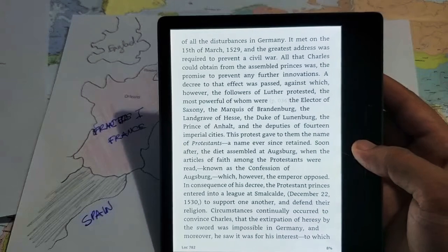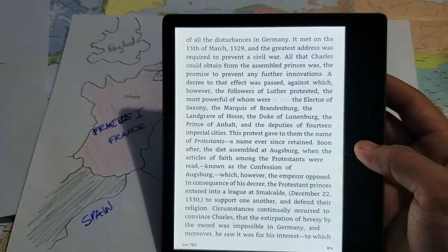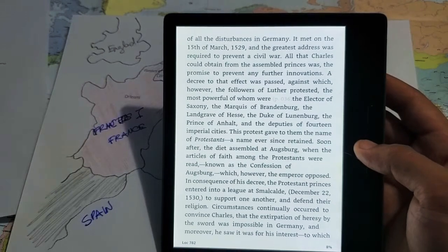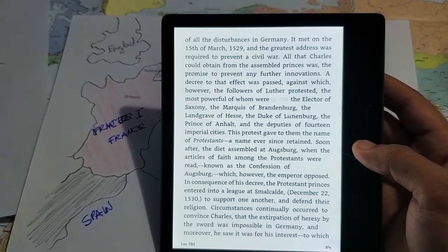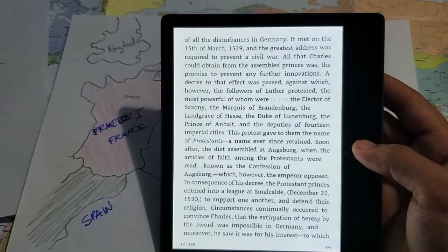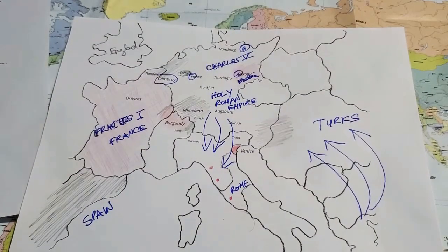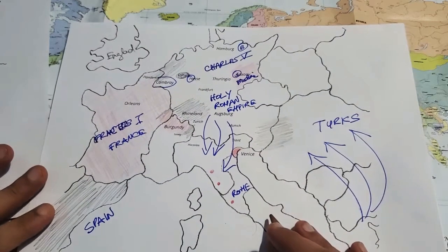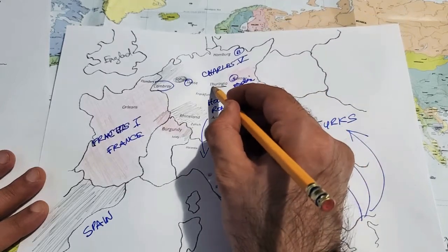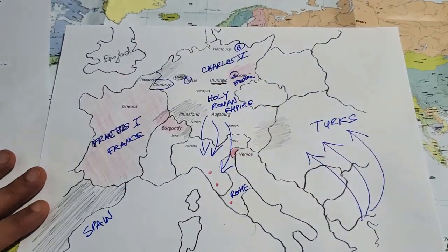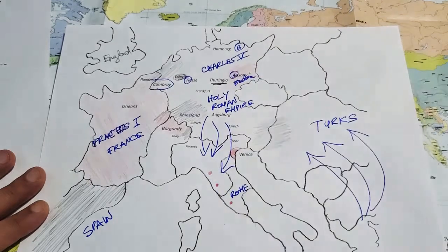Soon after, the Diet assembled at Augsburg, when the Articles of Faith among the Protestants were read, known as the Confession of Augsburg, which, however, the Emperor opposed. In consequence of his decree, the Protestant princes entered into a league at Smalcald to support one another and defend their religion. So, the reason I have this one place, it's really important because Luther studied at Erfurt, but it's a German state which is mostly forest. But Thuringia is important because Smalcald is also there, and Erfurt, and it's very important to Protestants.